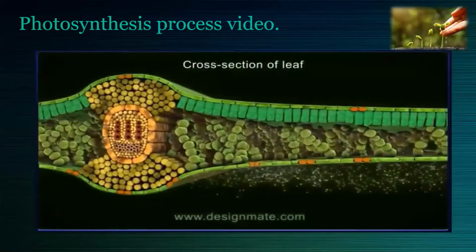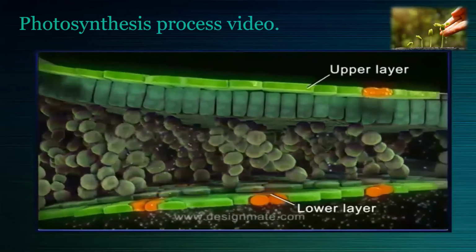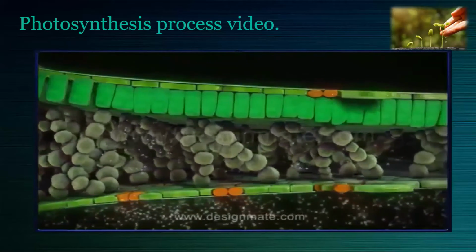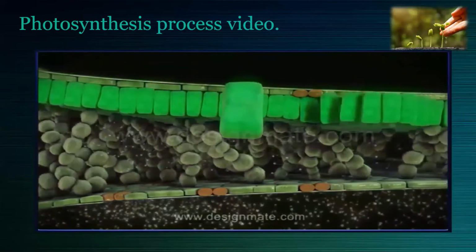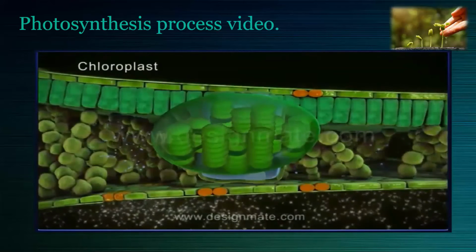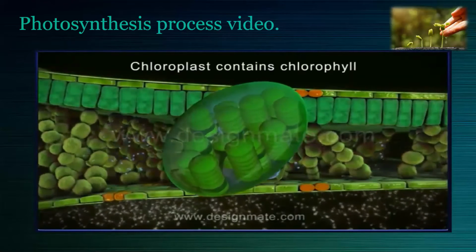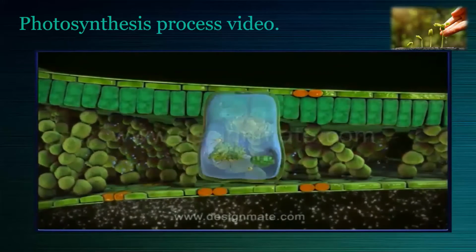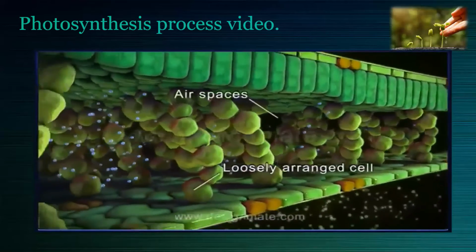A cross-section of the leaf shows the upper and lower layers of cells, which are flat and irregular. Below the upper layer is the layer of tightly packed cells. These cells have specialized organelles called chloroplasts. Chloroplasts contain the pigment chlorophyll, which gives the green color to the leaf. The next layer has loosely arranged cells with large air spaces.